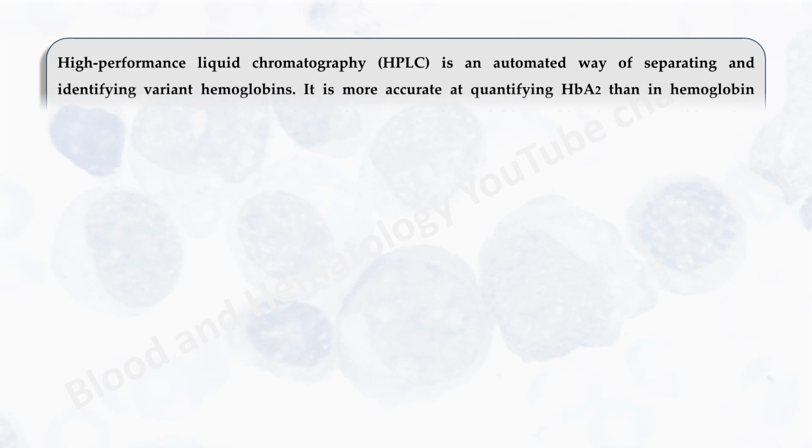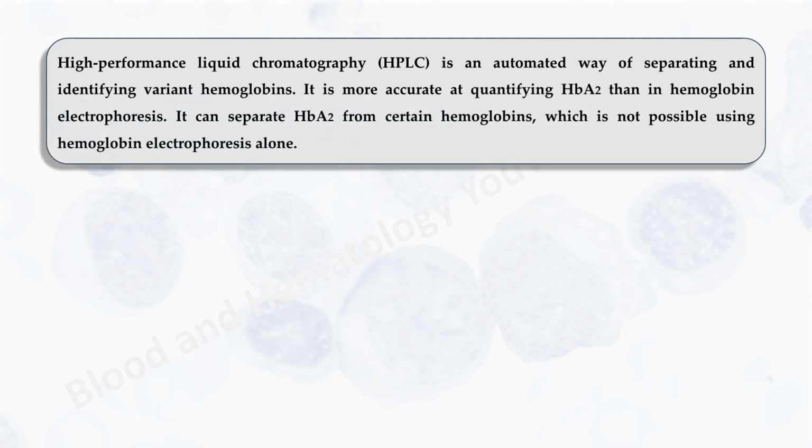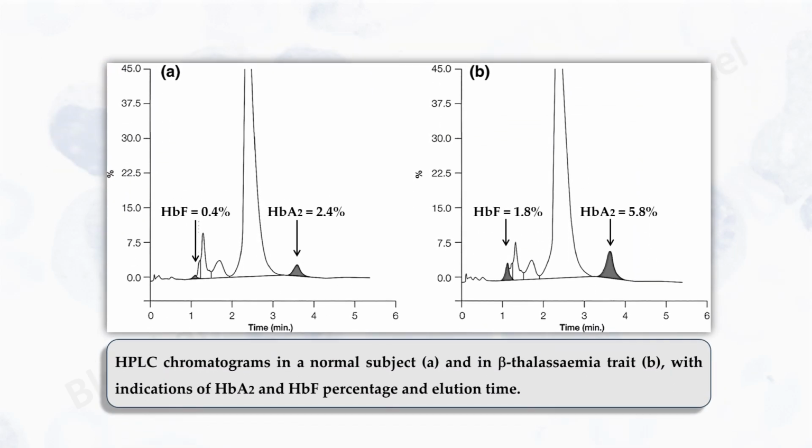High-performance liquid chromatography is an automated way of separating and identifying variant hemoglobins. It is more accurate at quantifying hemoglobin A2 than hemoglobin electrophoresis. It can separate hemoglobin A2 from certain hemoglobins, which is not possible using hemoglobin electrophoresis alone. The panels show HPLC chromatograms in a normal subject and in beta-thalassemia trait, with indications of hemoglobin A2 and hemoglobin F percentage and elution time.